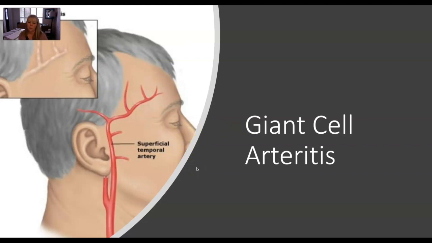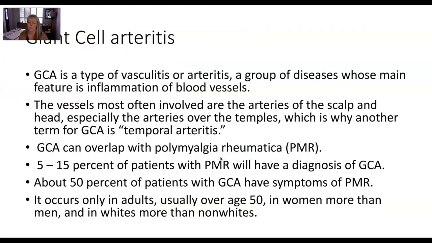Giant cell arteritis, otherwise known as temporal arteritis, when you end up getting inflammation in the superficial temporal artery, it can be vision threatening. So it is something that needs to be caught right away and emergent. It's a type of vasculitis. It's an autoimmune issue, inflammation of the blood vessels, which is why it's called temporal arteritis, because it mostly targets the temporal arteries.